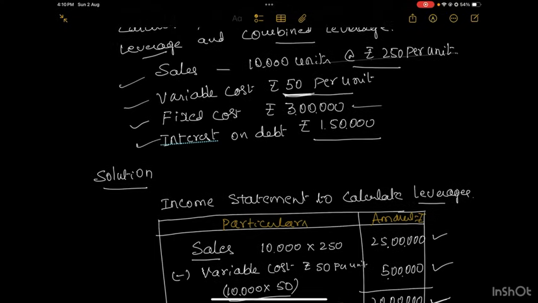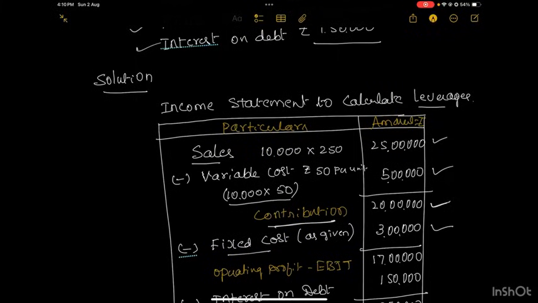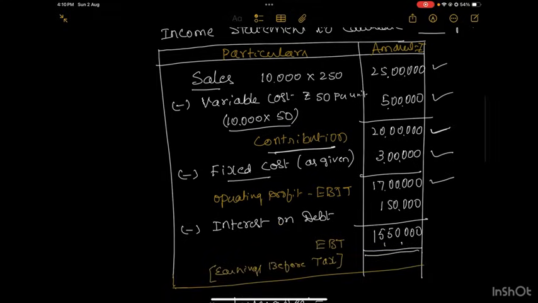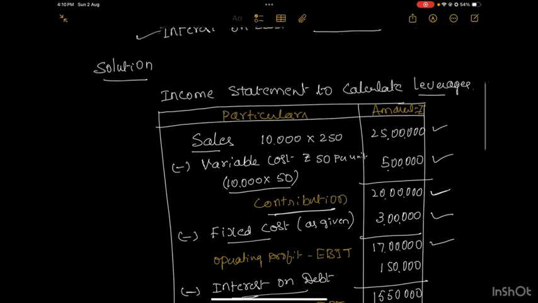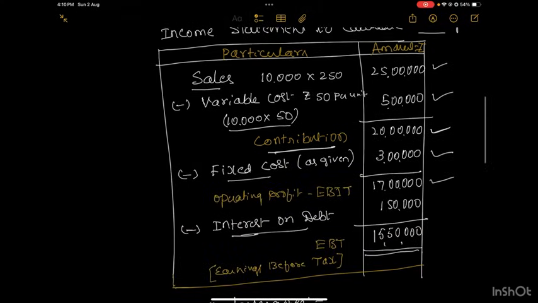Then we have to subtract fixed cost. It is given in the problem. That is amount of rupees 3 lakhs. So 20 lakhs minus 3 lakhs, it becomes 17 lakhs. Clear? So 17 lakhs is the EBIT. Later we have to subtract the interest on debentures, interest on bank loan. So what is the interest on debt? That's 1,50,000. So that will get 15,50,000, which is called EBT, earnings before tax.